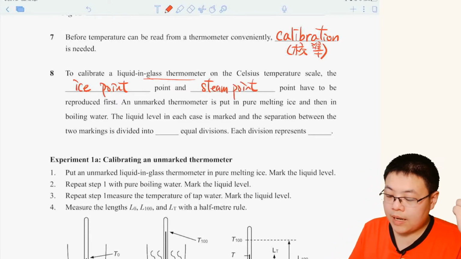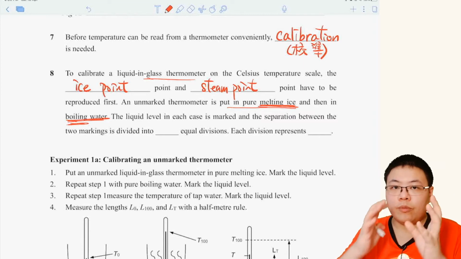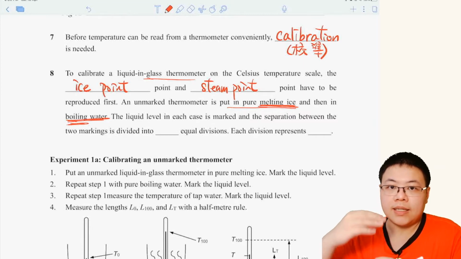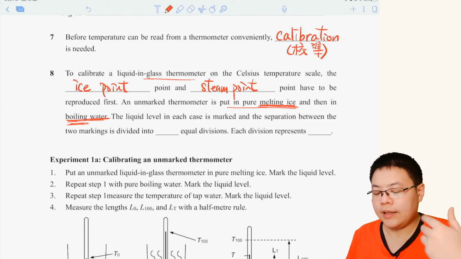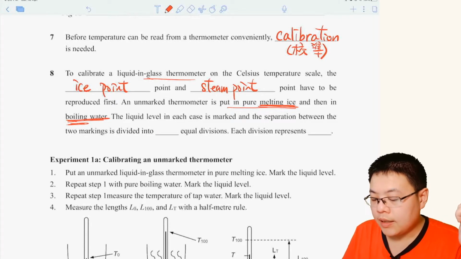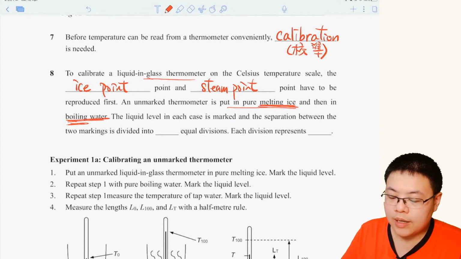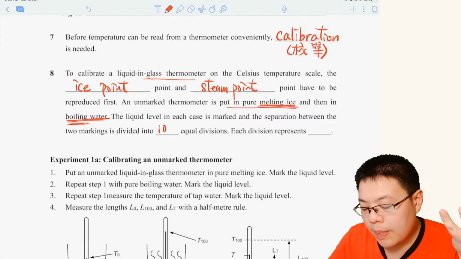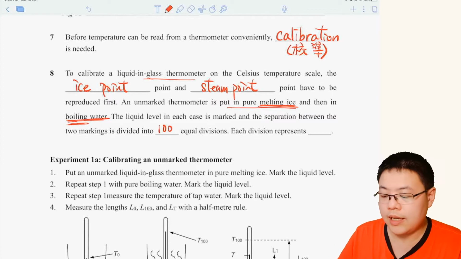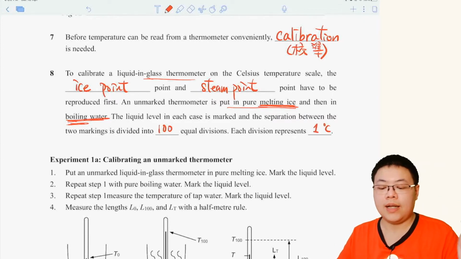We do that by putting in melting ice. Melting is very important, and boiling water. They have to be at the state where the state is changing, so we can tell for sure it is at the right temperature. Okay, the liquid level in each case is marked, and the separation between the two markings is divided into 100 equal divisions, and each represents 1 degree Celsius. Okay.